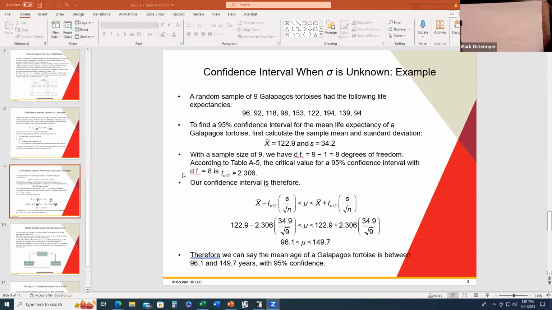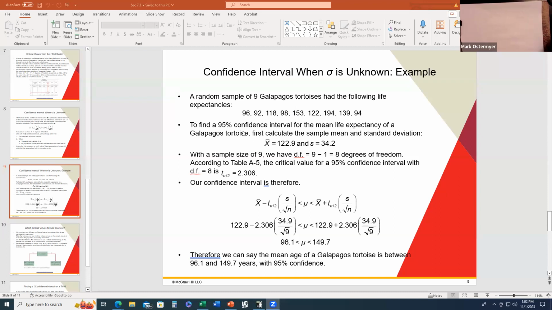All right, here's an example. Suppose we collect a random sample of 9 Galapagos tortoises, and they had the following life expectancies. You can see that these turtles live to a very ripe age, more than a 153-year-old tortoise. A tortoise is a huge turtle. So they have a very long lifespan in general.